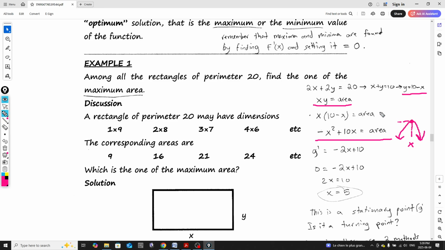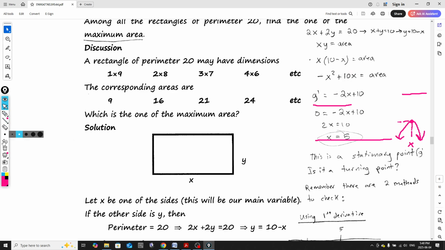And so how do we figure out maximums and minimums using f prime? Remember, you take f prime and you set it equal to 0. That gets you your stationary points. And then you have to double check: are those stationary points turning points? So I get the derivative of the area, which I call g prime. The derivative of that is going to be negative 2x plus 10. I set that equal to 0, and I get x equals 5. So this is a stationary point, and like I was telling you guys, you have to double check: is this a turning point?